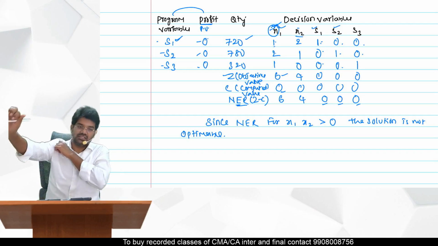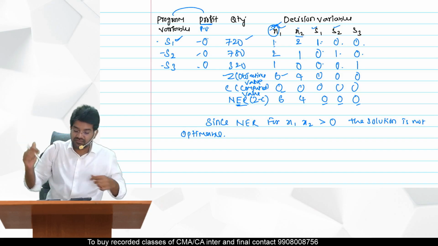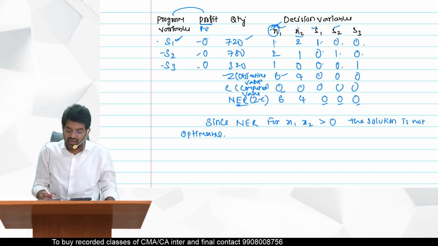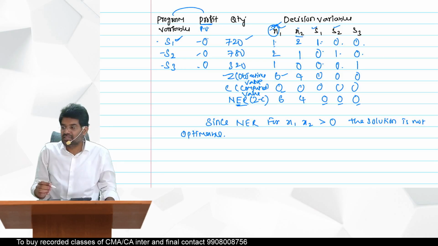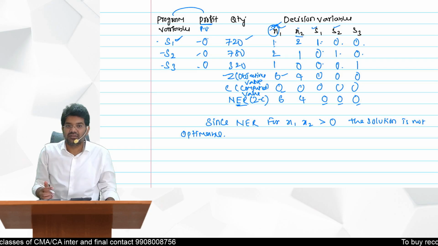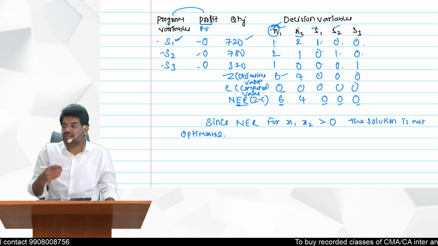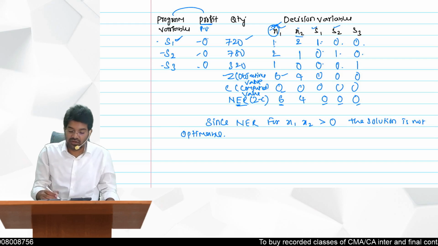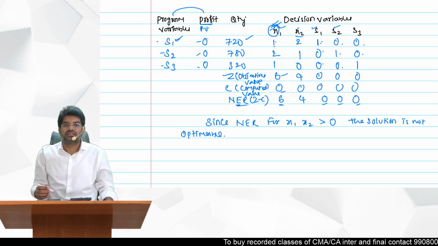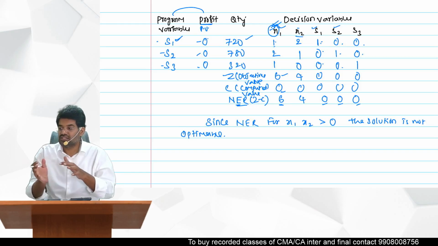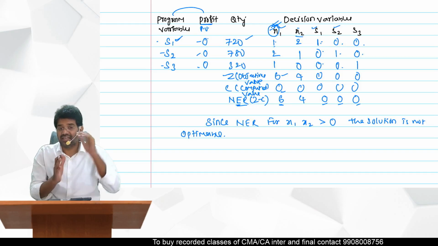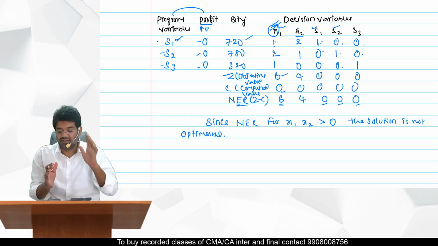For this there is a procedure. Out of these NER values, take the maximum positive value. Which one is the maximum positive value? 6. This we take as the key column. That means we are going to introduce x1 now. To know which of x1, x2 we should introduce: earlier x1, x2 we took as 0 in the first table.